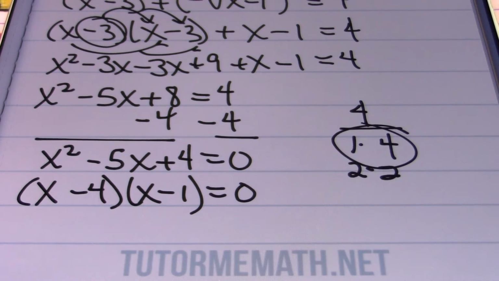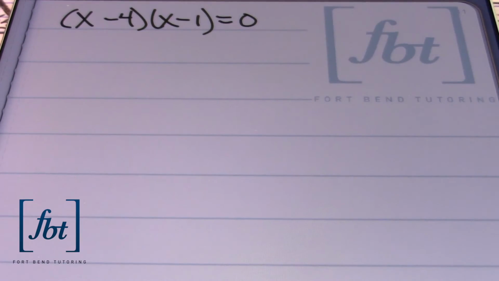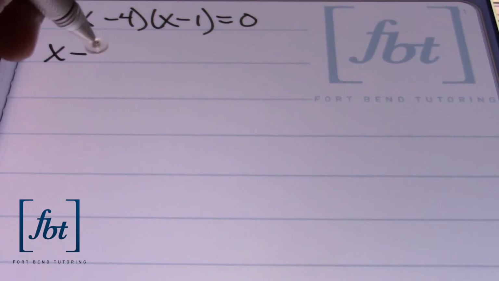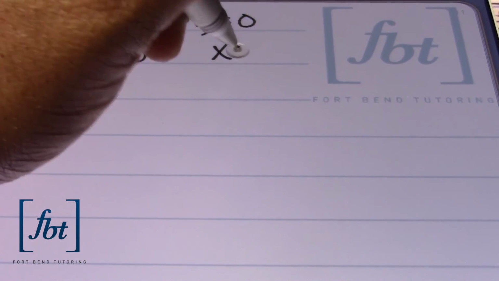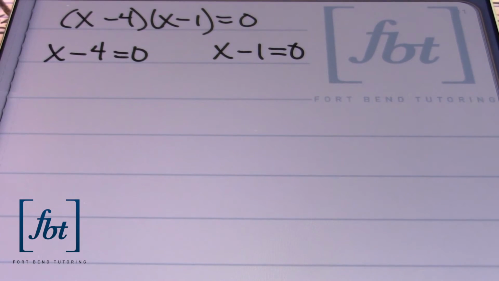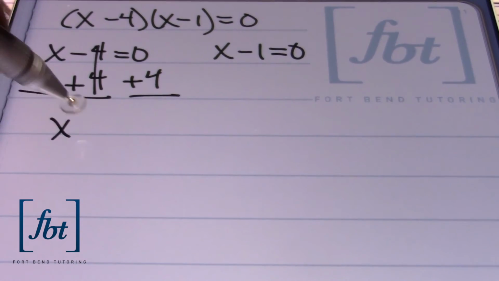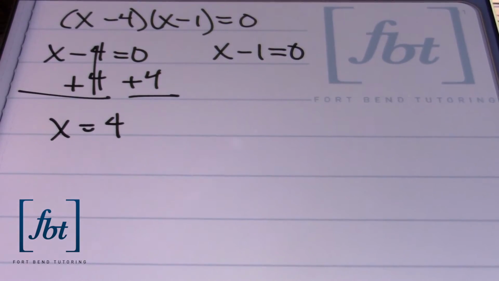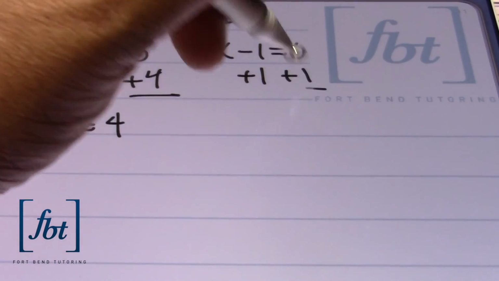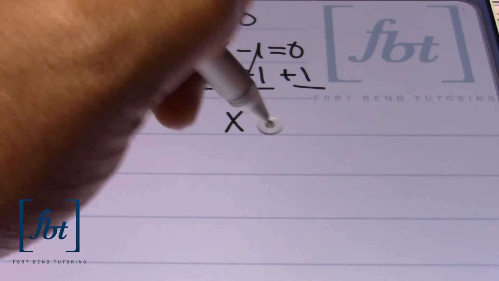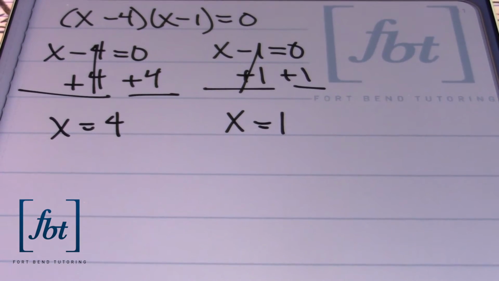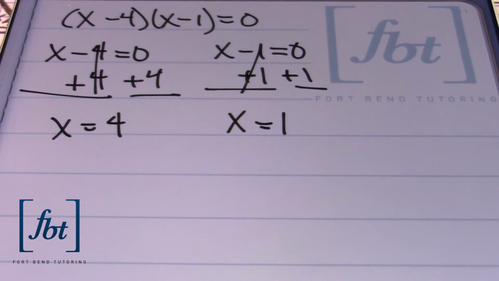But for this video, it's factorable. So therefore, I'll be setting each one of these factors equal to 0 and solving for x in each equation. So we'll have x minus 4 equals 0 and x minus 1 equals 0. In the first equation, I'll add 4 to both sides, and that gives me x equals 4. In the second equation, I'll add 1 to both sides. This gives me x equals 1. So these are our potential values for x.